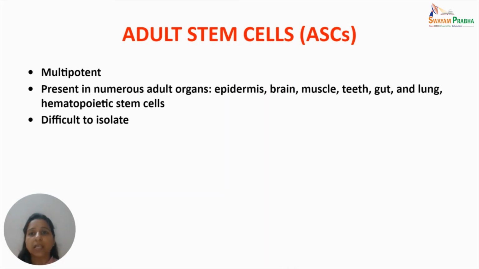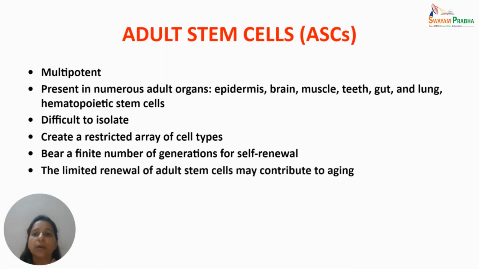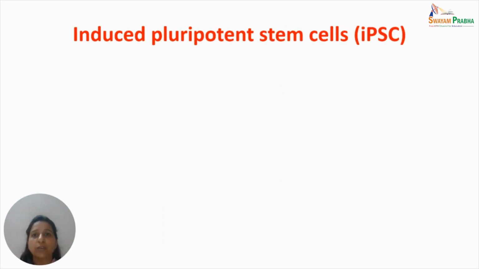However, obtaining these adult stem cells is a little difficult, and they create a restricted array of cell types even if grown under culture conditions. And they bear a finite number of generations only, and for self-renewal, the limited renewal of adult stem cells may contribute to their aging. So the best alternative for embryonic stem cells is the induced pluripotent stem cells, iPSC, which even are able to overcome the limitation of immune incompatibility associated with the embryonic stem cells.